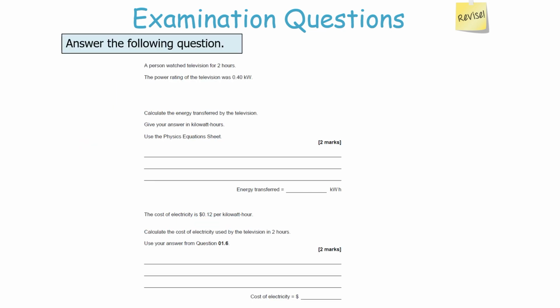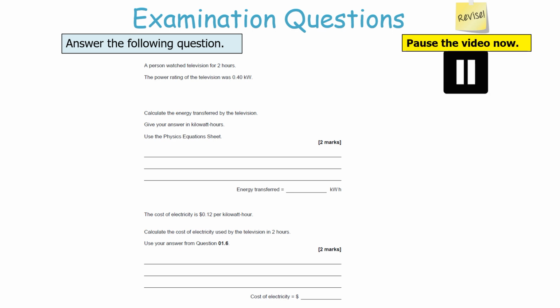In our next question, it says a person watched TV for 2 hours. The power rating of the television was 0.40 kilowatts. Calculate the energy transferred by the television. Give your answer in kilowatt hours. Then the cost of electricity is $0.12 per kilowatt hour. Calculate the cost of electricity used by the television in 2 hours. So pause the video now, then unpause the video when you want to go through your answer.